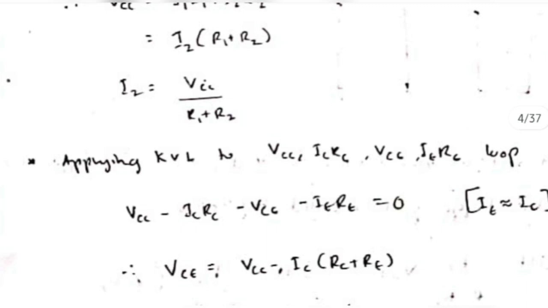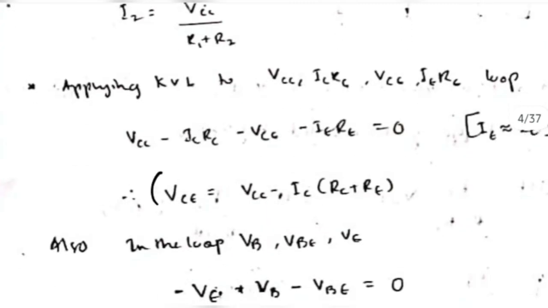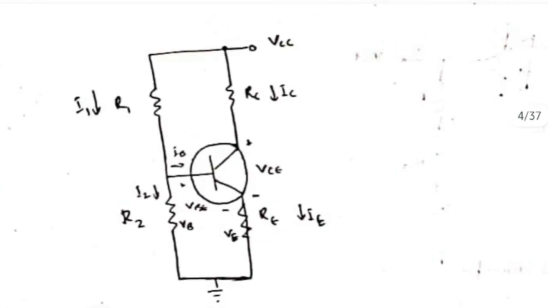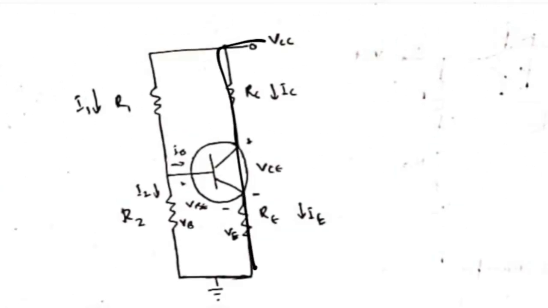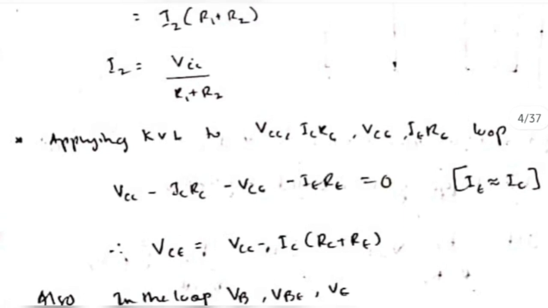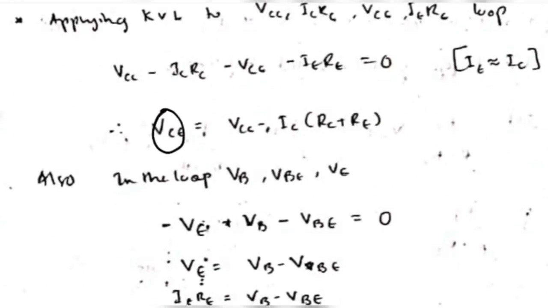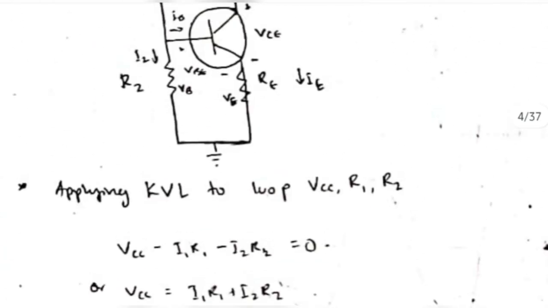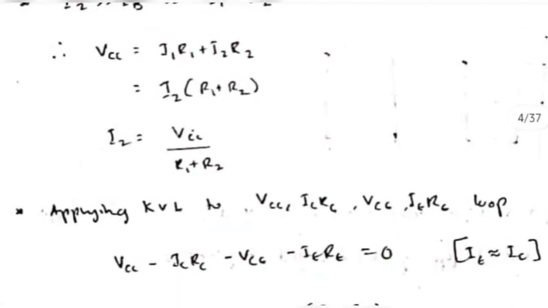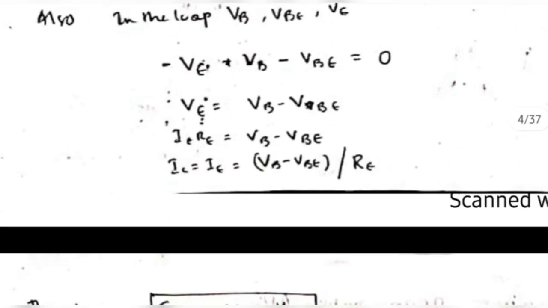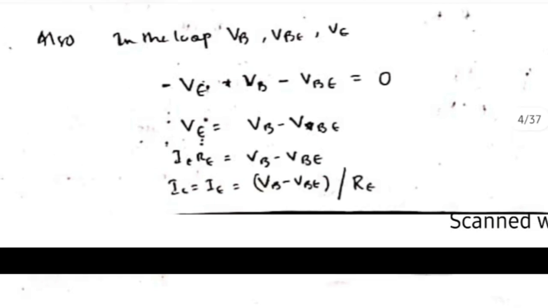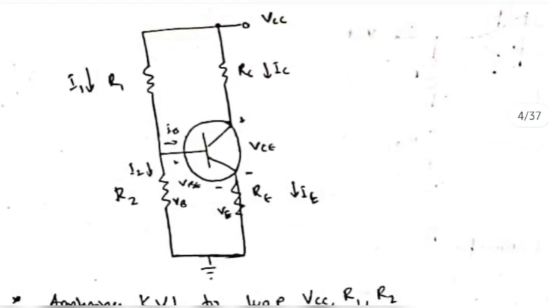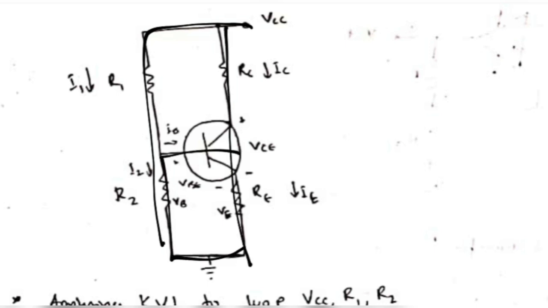Similarly, we will find the VC value by applying KVL to this part. We will get VC, and finally we have to apply KVL for this lower part. When we apply KVL for this part, we will get the equation for IC. To recap, first apply KVL to this part, then this part, then this lower part.